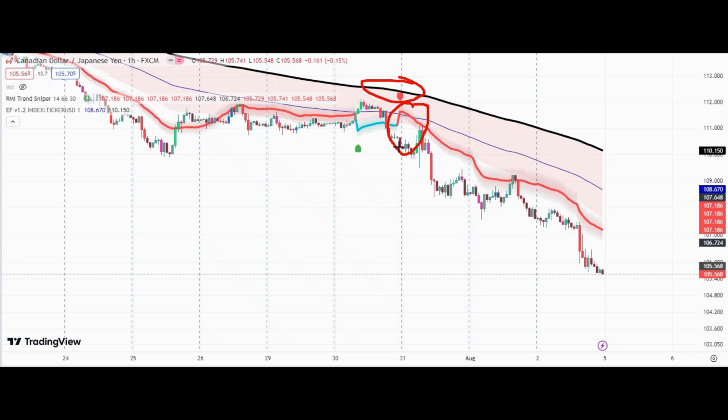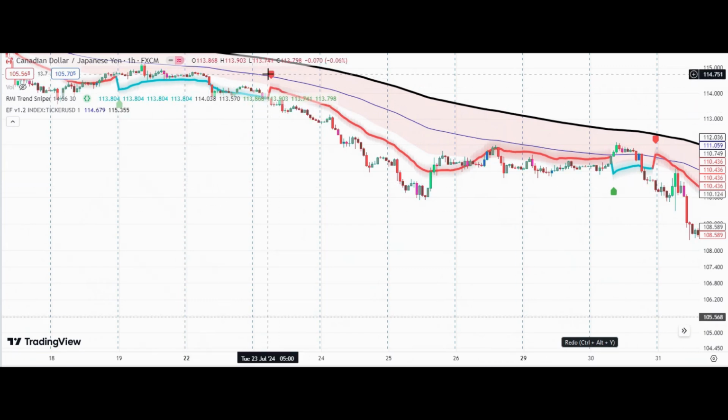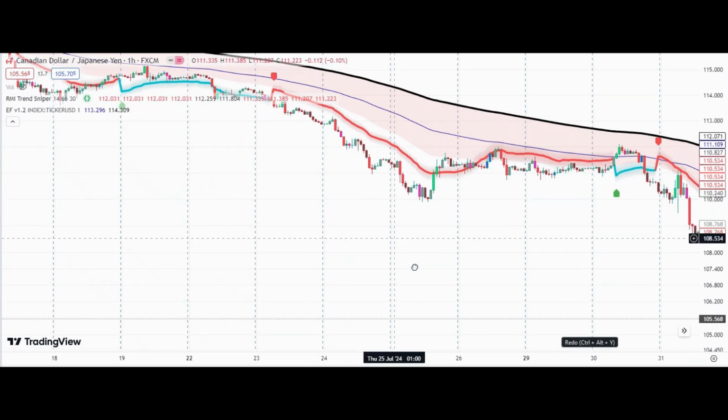Once you have your sell signal from here, you open your sell trade, and as usual you place your stop here, and your target should be 1 to 3. Then again you see from here you get another signal here based on the same concept.